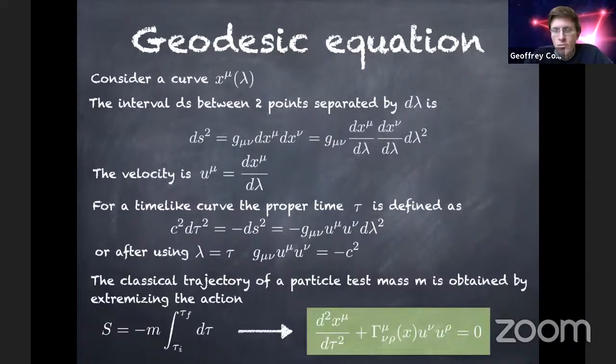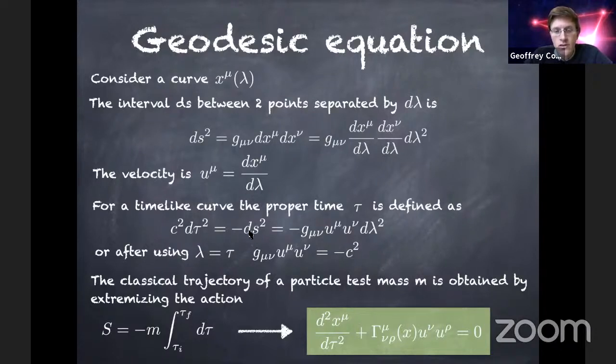Now let's think about the geodesic deviation. For that, let's remember the geodesic equation. So if you have a curve, the interval between two points separated by a small proper time interval, or any time parameter on this curve, is given by the metric contracted with the line element. So if you parameterize with any lambda in this way, you define the velocity as the change of the coordinates with respect to lambda.